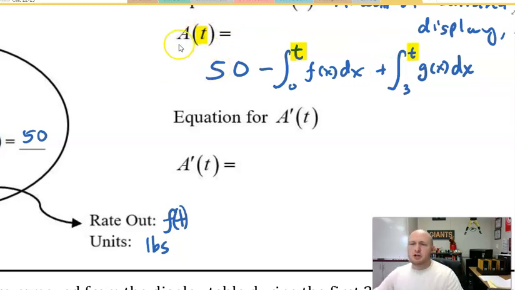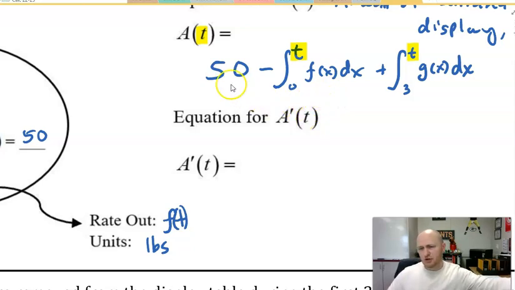So right up here, my upper limits should match my independent input. Generally they'll ask you a question about this involving A of t, the amount, where you have to integrate these values. And then they'll ask you for an equation for A prime of t, usually comparing to see if something is increasing or decreasing.